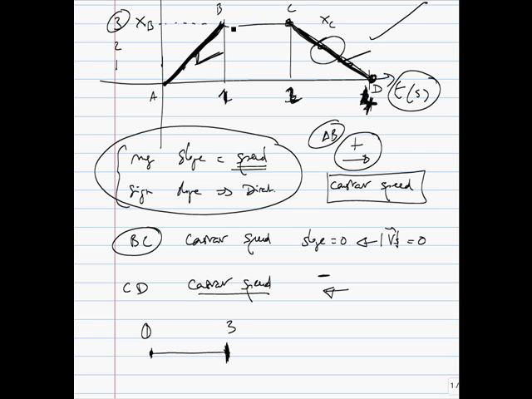Then between B and C, I just stopped there for 1 second, from here to here. Then from C to D, I went back to my initial position, which was 0. But this time it took me twice as long to go back. Therefore, my velocity vector in this direction was a big vector, while the velocity vector from C to D was half the magnitude of this one. It took me twice as long to go back to my initial position.